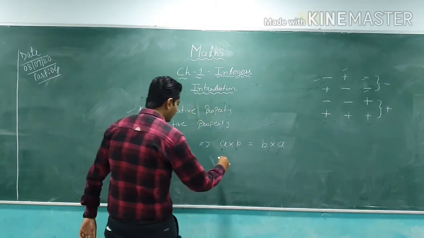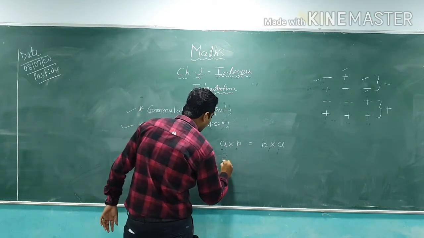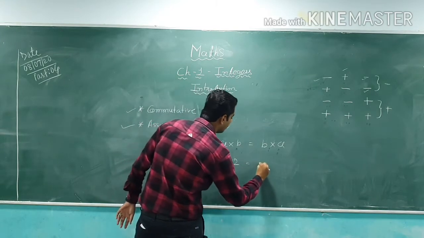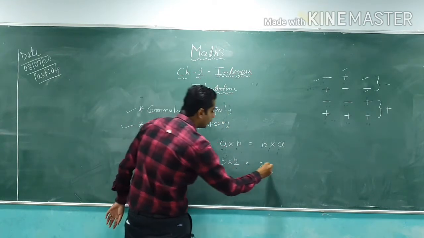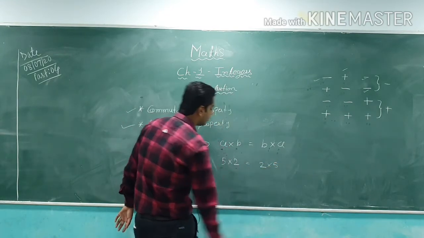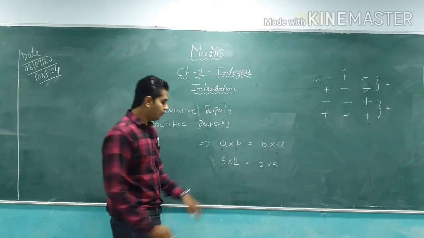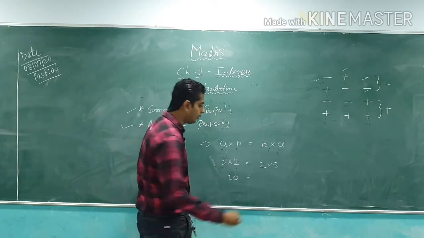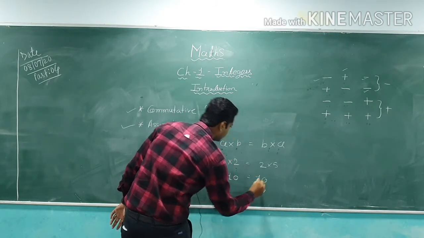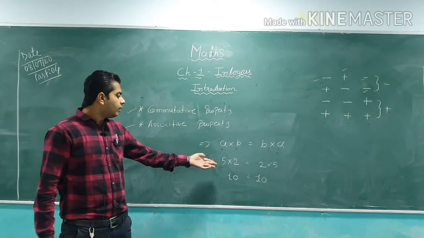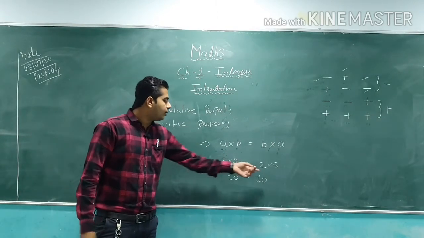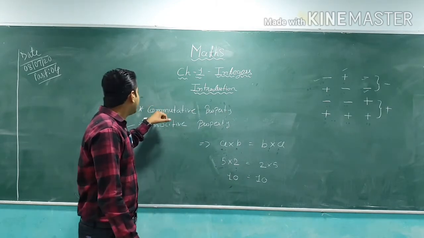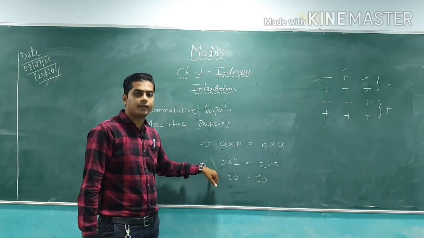Same as in addition, if you interchange the position of integers, you will get the same answer on the other side. So let's take some examples. Let's take 5 multiply 2, and here interchange the terms, 2 multiply 5. So 5 2s are 10, and 2 5s are also 10. So if you interchange the terms, you still get the same answer. So you can say that multiplication is commutative for integers, right?